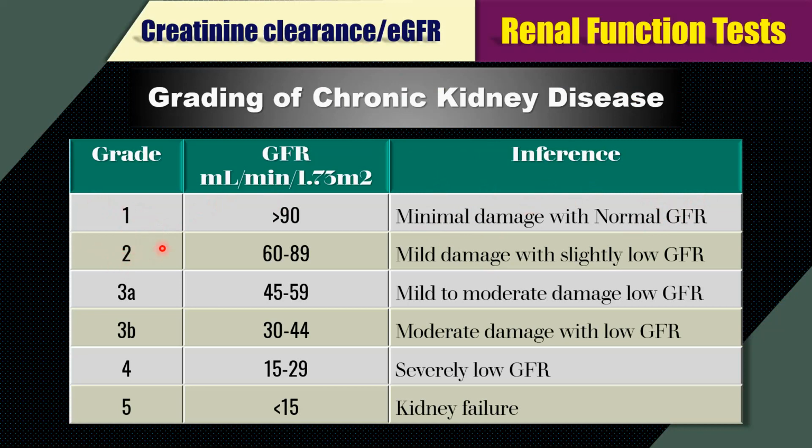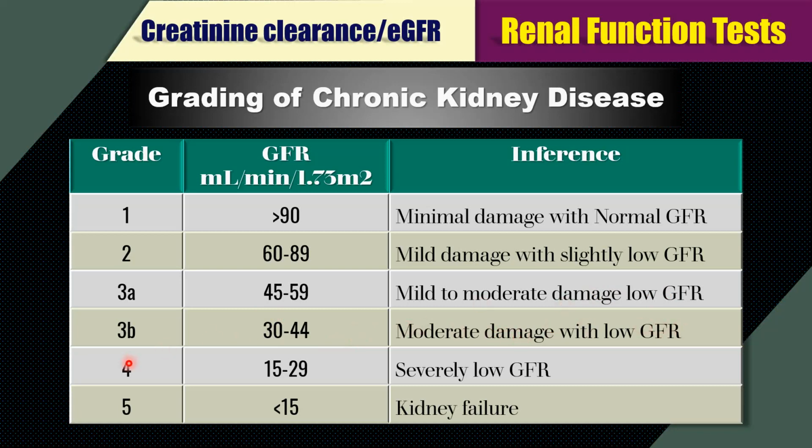Grade 2 or stage 2, where the GFR is between 60 to 89, there will be mild damage to the kidney and slightly lower GFR. Stage 3 is divided into 3A and 3B. In 3A, the GFR is between 45 to 59, with mild to moderate damage to the kidney and low GFR. In 3B, the GFR range would be 30 to 44, with moderate damage to the kidney and low GFR.